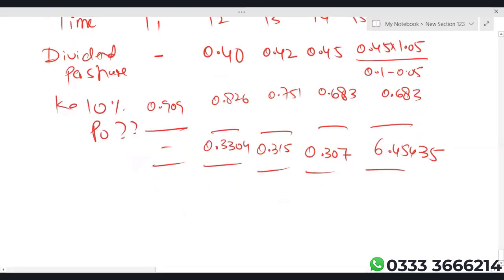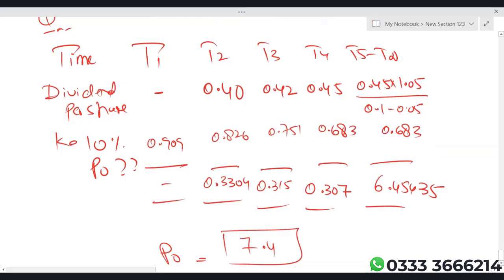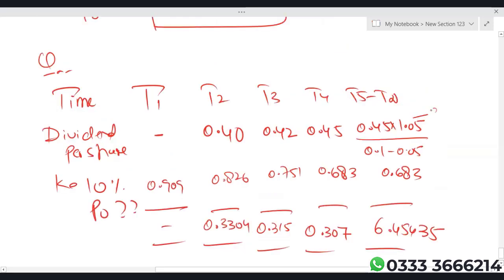Students, I'm getting 7.4. I think the majority was having this also. Please check yes or no. 7.4 is the P naught. This is the growth rate.